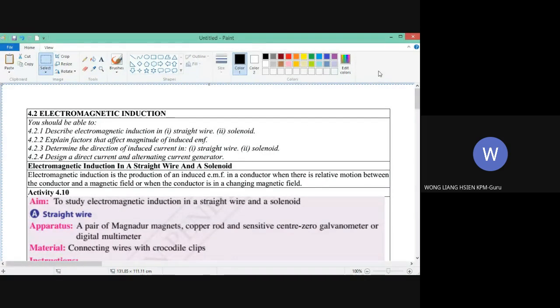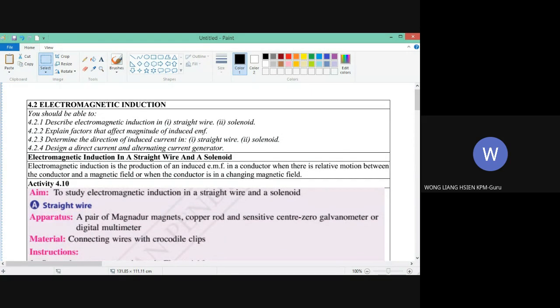Okay, get ready. We are going to start with 4.2 electromagnetic induction. I know that for STEM 1, we already covered a little bit on electromagnetic induction, but STEM 2 has not yet started. So I will start from the beginning for 4.2 electromagnetic induction. I hope everybody is ready. Okay, let's start.